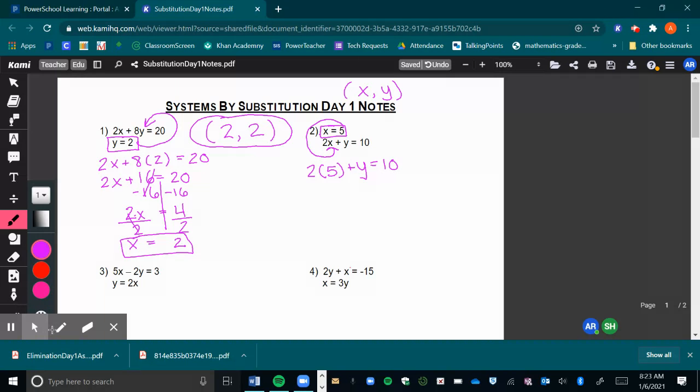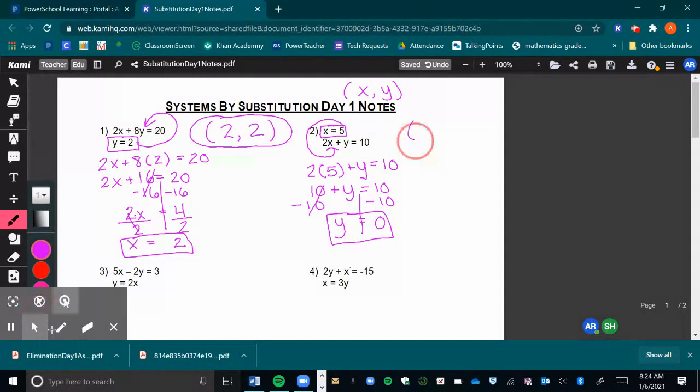All right. So now 2 times 5 is 10. So 10 plus y equals 10. I'm going to subtract 10 from both sides to get y by itself. And I get y equals 10 minus 10, which is 0. So now I know what x equals, and I know what y equals. So I'm just going to write it as my ordered pair. The first number is x, which is 5. The second number is y, which is 0.